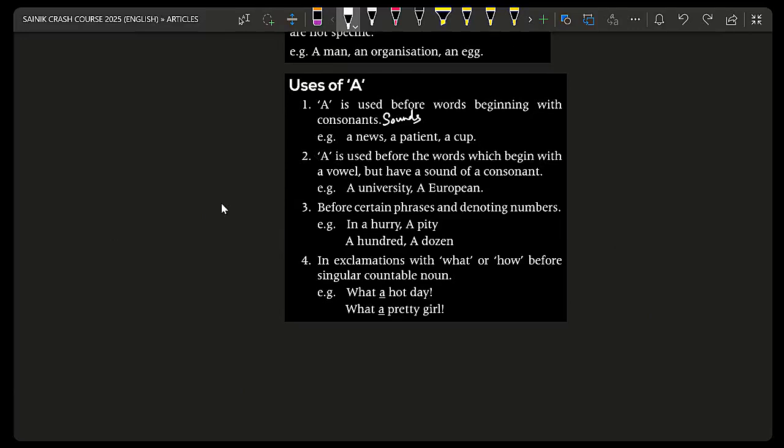In exclamations with "what" or "how" before a singular countable noun. So there are exclamatory sentences. When exclamatory sentences use the words "what" and "how", many a time they are followed by "a". So you'll say, what a hot day. So the article "a" is used there. And what a pretty girl: we used "what" to show an exclamatory sentence, so we're using "a" after that. "A" is an article. After the uses of "an", then I'll open for doubts.